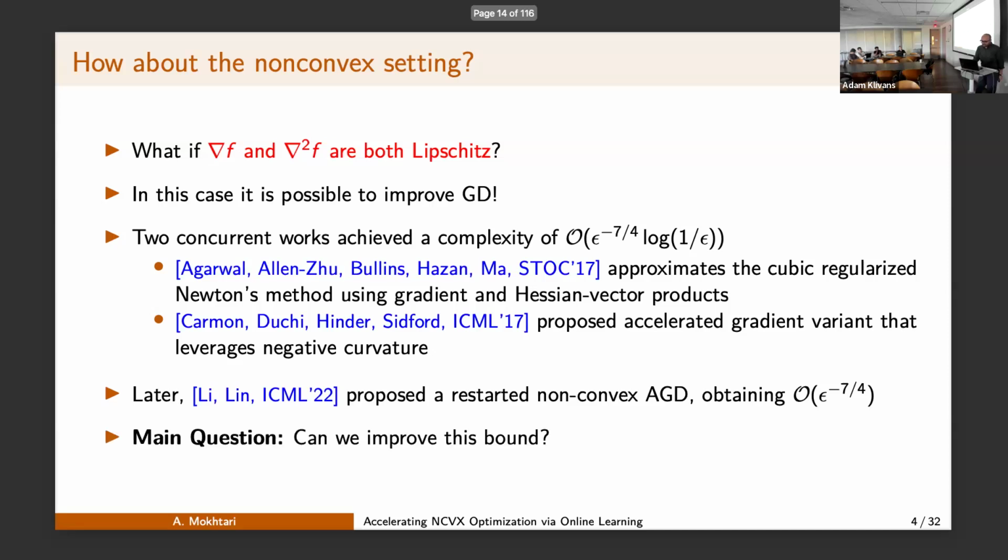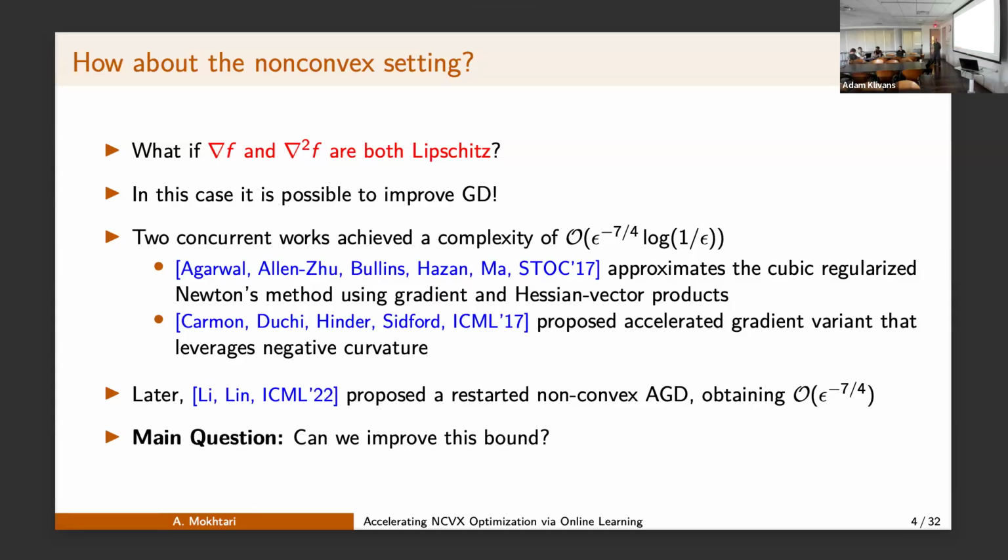But the question was, is the 7/4 fundamental? Is there any way to improve it? I'm going to discuss the lower bound for this problem in detail toward the end of the talk, but just as a side note, the only lower bound that we know for this problem is 12/7. So 7/4 is the upper bound, 1/epsilon to the 12/7 is the only lower bound that we know, and there's a significant gap. But my question was, can we improve the 7/4? Okay, so that's the problem.